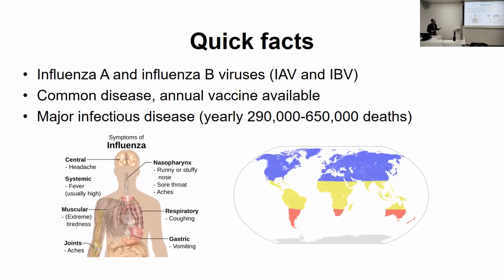It's about influenza. Again, some very quick facts. So influenza is caused by two different viruses, influenza A and influenza B viruses. It's a very common winter disease in our northern hemisphere. There's an annual vaccine available. It works well, depending on seasons. It's always interesting to get vaccinated because it's a major infectious disease as well. It's responsible for a lot of deaths each and every year, especially in the young ones and the elderly.